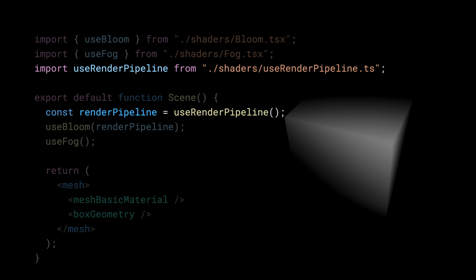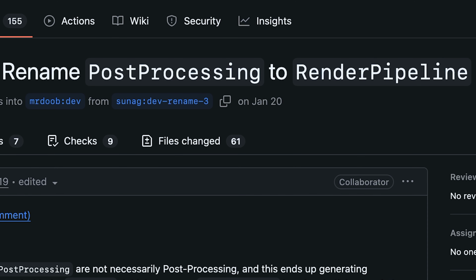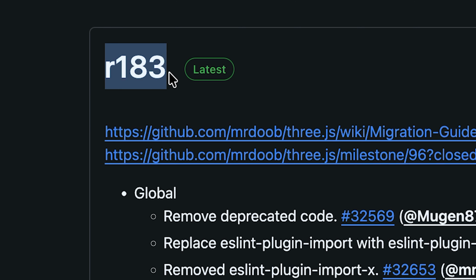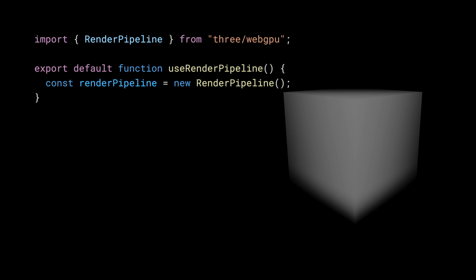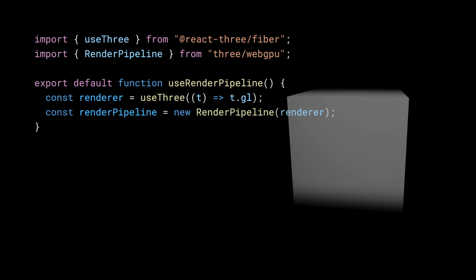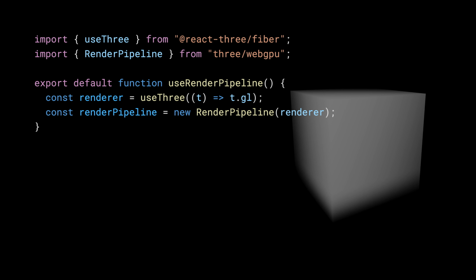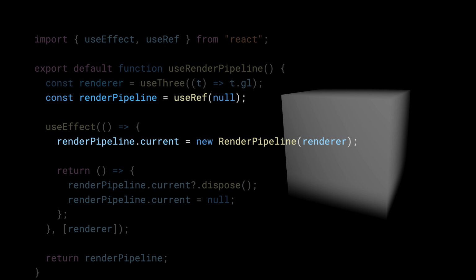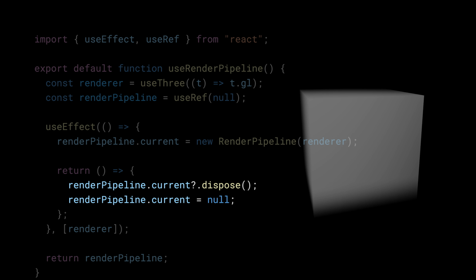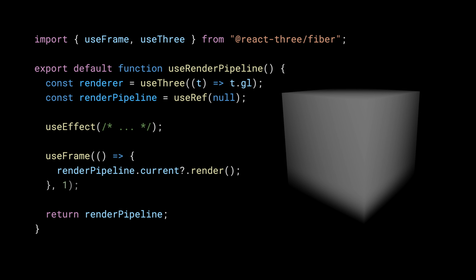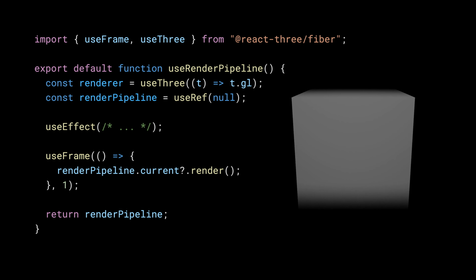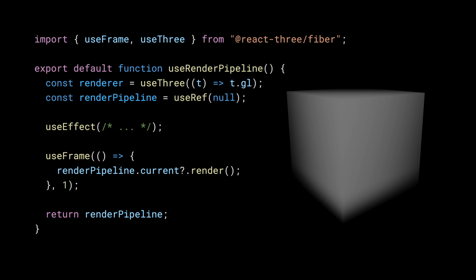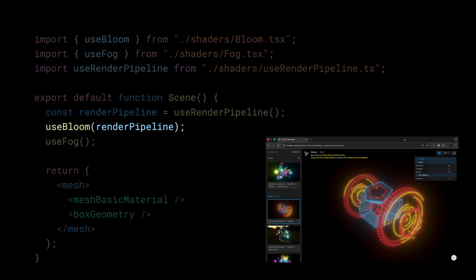In case that sounds unfamiliar, it used to be called post-processing before version 183. Anyways, in our hook, we're going to instantiate the class, pass it a renderer, and manage its lifetime with useEffect, setting a ref which we return, and handling resource cleanup as well. Then we add the useFrame hook to call the render method on every frame, as long as our render pipeline is defined. And now we're ready to work on our bloom.